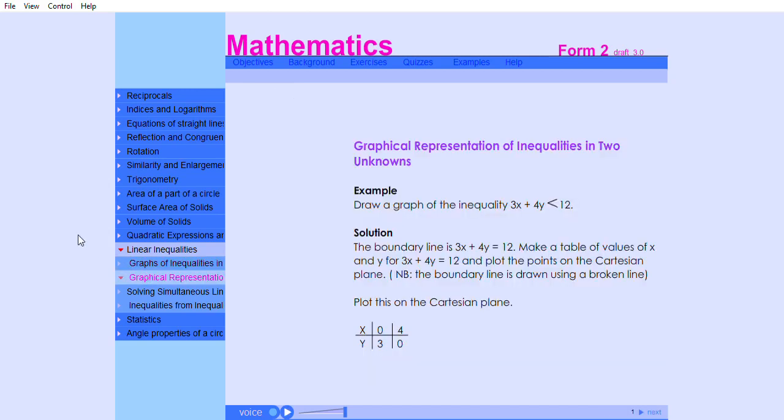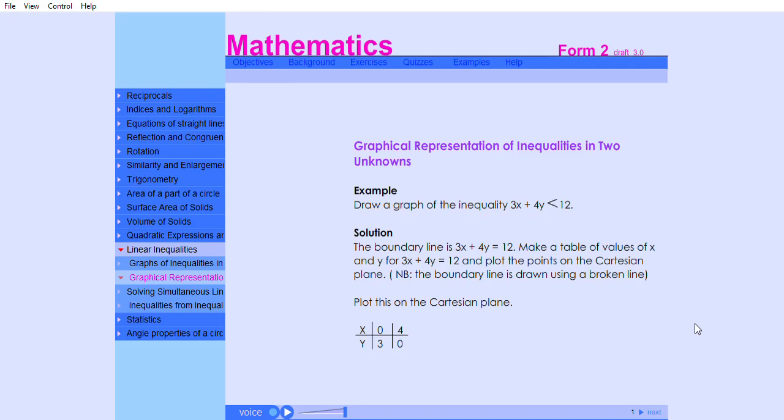Graphical representation of inequalities involving two unknowns. Example. Draw a graph of the inequality 3x + 4y ≤ 12. Solution. The boundary line is 3x + 4y = 12. Make a table of values of x and y for 3x + 4y = 12 on the Cartesian plane. Draw the boundary line using a broken line.